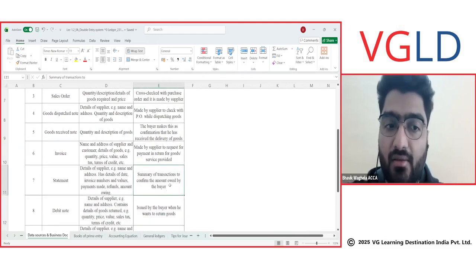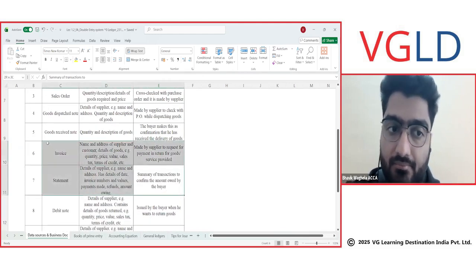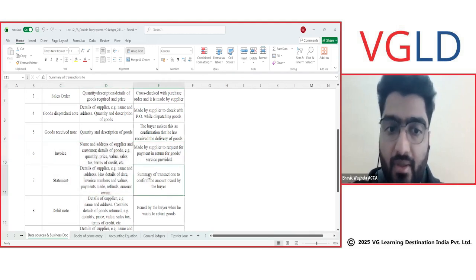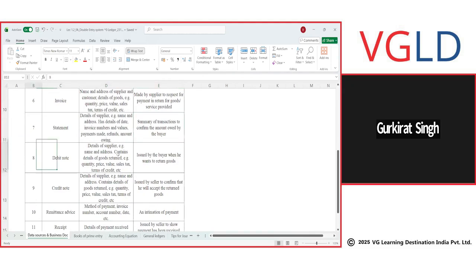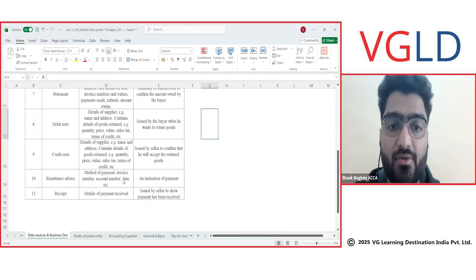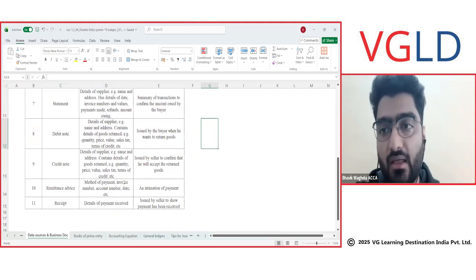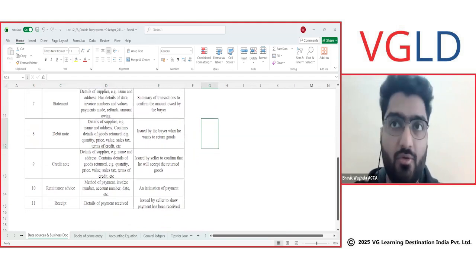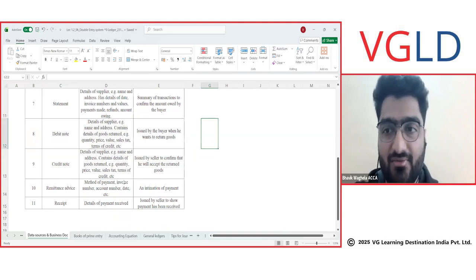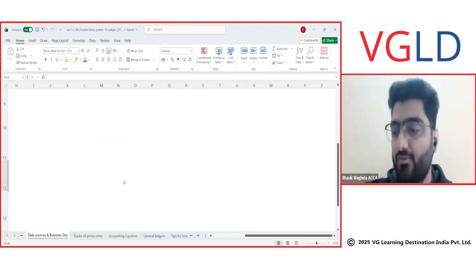Then, has everyone understood so far? Okay. Yes, sir. Then we have a debit note. Now see, this is the place where students make mistakes. Debit note or credit note. Sir, debit note means purchase return or sales return. Please try to understand.